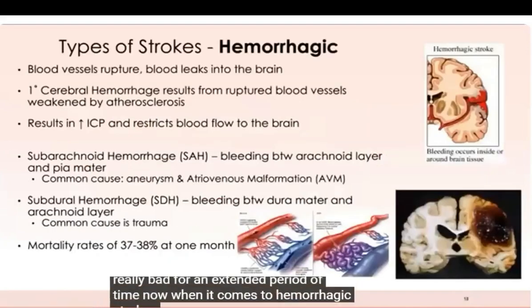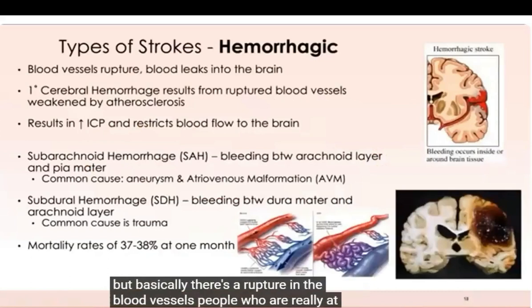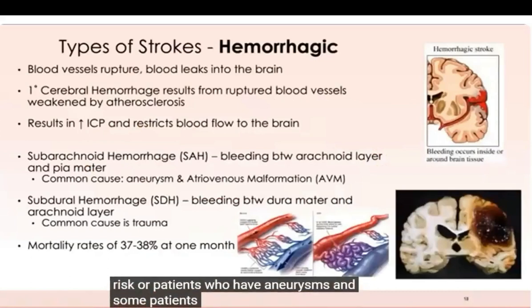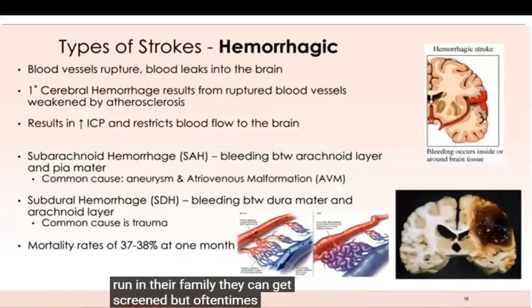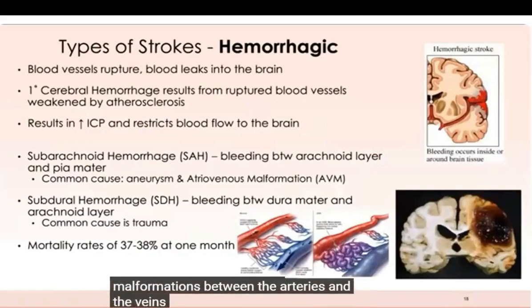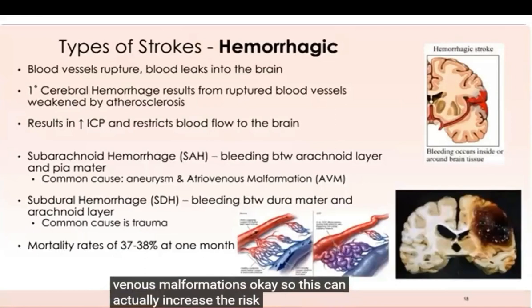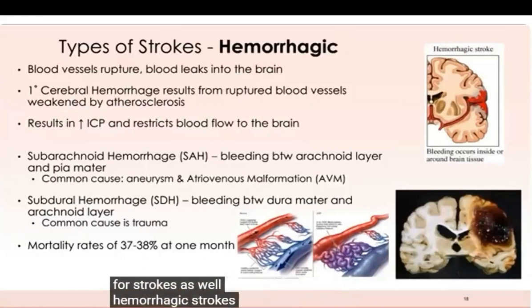Now, when it comes to hemorrhagic strokes, we talked about a couple different reasons for hemorrhagic stroke, but basically there's a rupture in the blood vessels. People who are really at risk are patients who have aneurysms, and some patients who have aneurysms that run in their family can get screened, but oftentimes aneurysms are silent. People don't really realize that they have them. There can also be malformations between the arteries and the veins, arteriovenous malformations. Okay, so this can actually increase their risk for strokes as well, hemorrhagic strokes specifically.